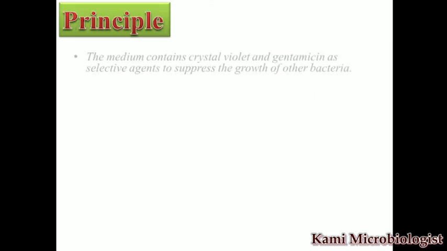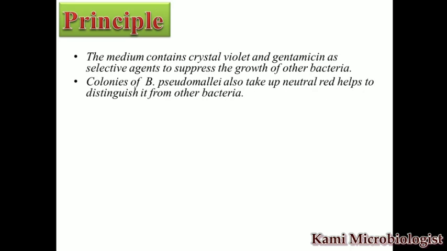Now let's see the principle. The first things mentioned in the culture media are crystal violet and gentamicin. As all of you know, crystal violet and gentamicin are the ingredients that are specially responsible for suppressing the growth of different types of bacteria, so only the selective bacteria can easily grow. Now we have the colonies of Burkholderia pseudomallei. This bacteria uses the neutral red present in the media, and what will happen? It will be distinguished from the other types of bacteria.